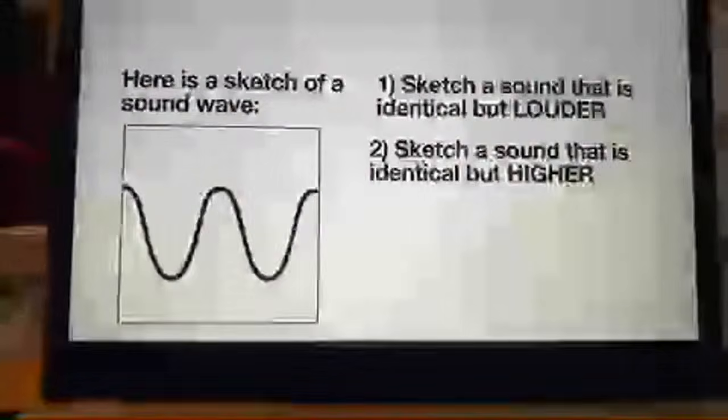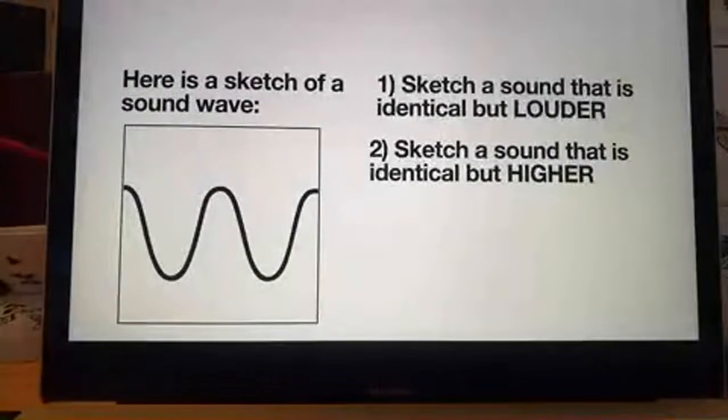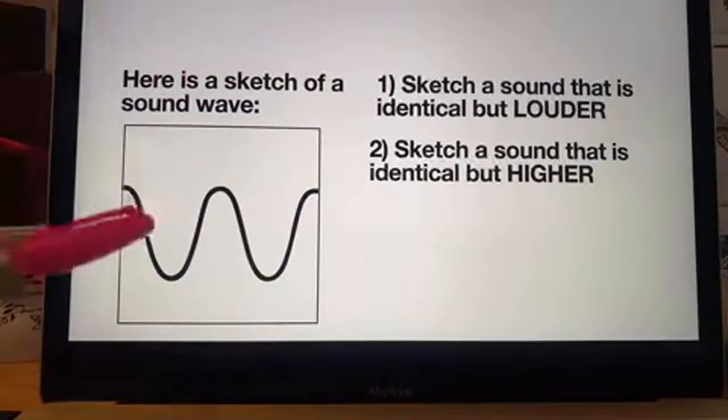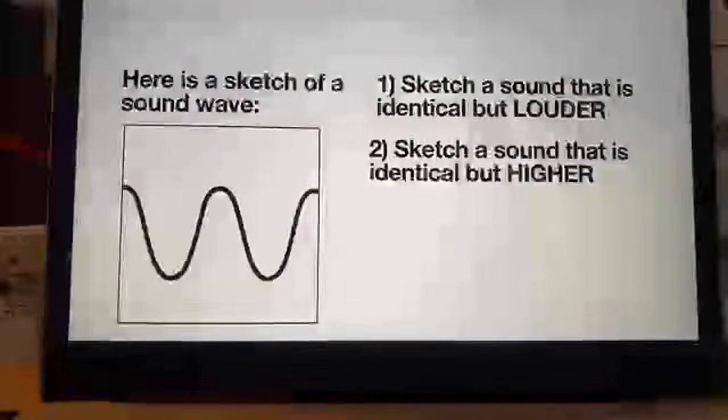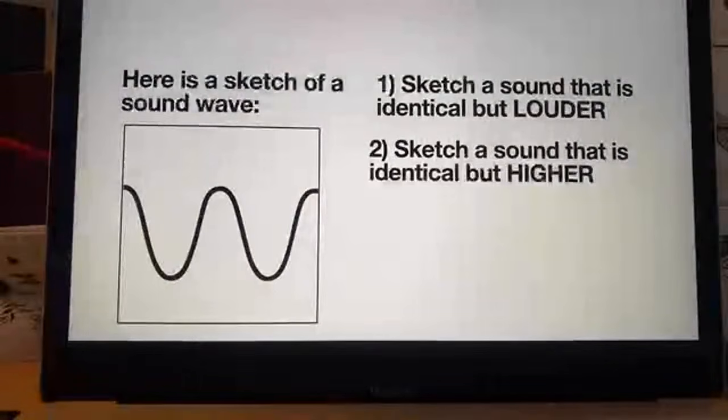If you've cut from my website, you've got 2 little boxes, or you could just do this on a piece of paper. Can you please sketch a sound that is identical to this sound, but louder? And can you also sketch a sound that is identical to that sound, but higher? I'm going to do it again because, like I say, neat PowerPoint for you, but when I actually tried to do it with my hands, I found this quite difficult.